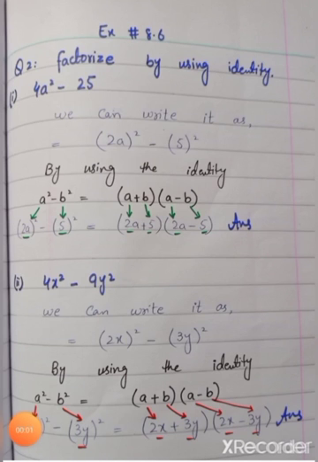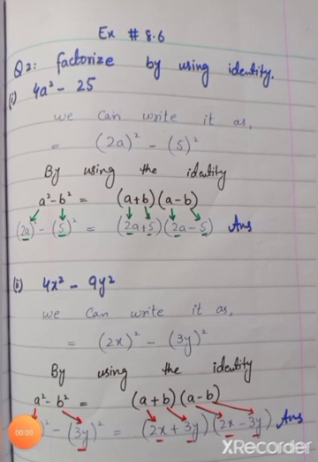Now we solve question 2 of exercise 8.6. Question 2 is factorize by using identity. Part 1 is 4a square minus 25. At first, it appears that this is not a difference of two squares. What we need is to try rewriting it in a form that is easily recognizable.